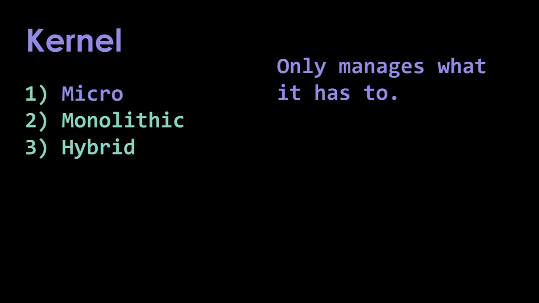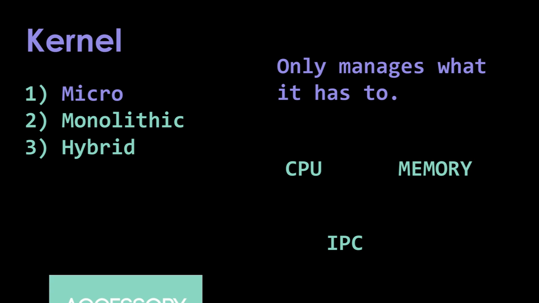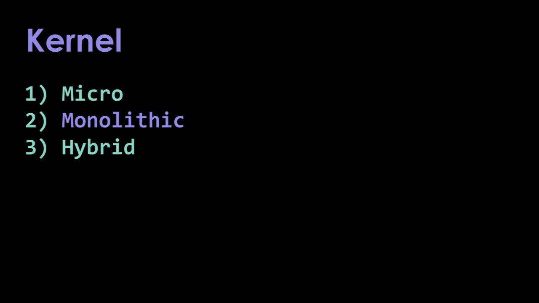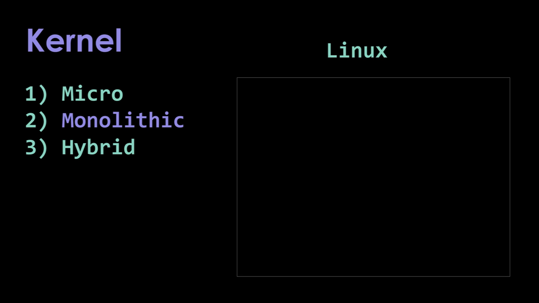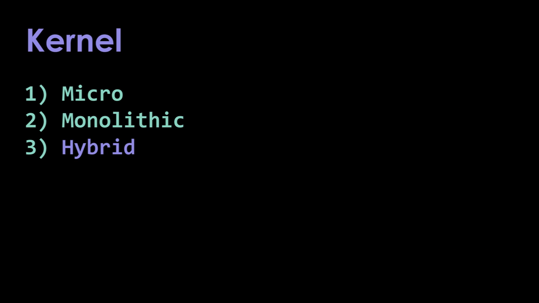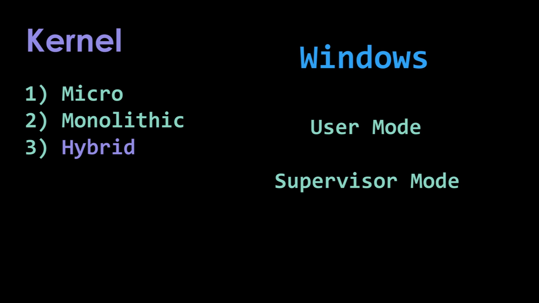A microkernel only manages what it has to: CPU, memory, and IPC, or inter-process communications. Everything else in a computer is seen as an accessory and can be handled in user mode. Monolithic kernels like Linux are the opposite. They encompass not only the CPU, memory, and inter-process communications, but other things such as device drivers, file system management, and system server calls. The Windows kernel falls under hybrid because it has the ability to pick and choose what to run in both user and supervisor mode.